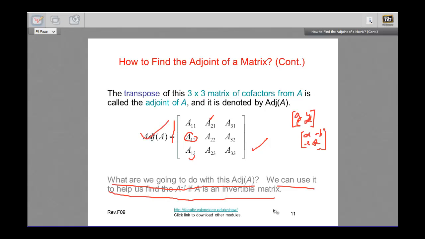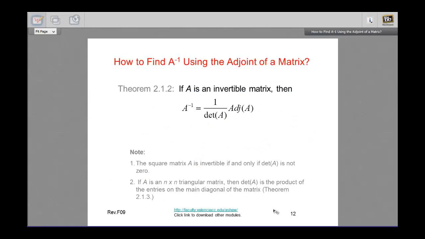That is called the adjoint of the matrix. The formula to find the inverse is: A inverse is equal to 1 upon determinant of A times adjoint of A. This is the formula to find the A inverse of the matrix. A square matrix is invertible if and only if the determinant of A is not zero. This we know from previously.